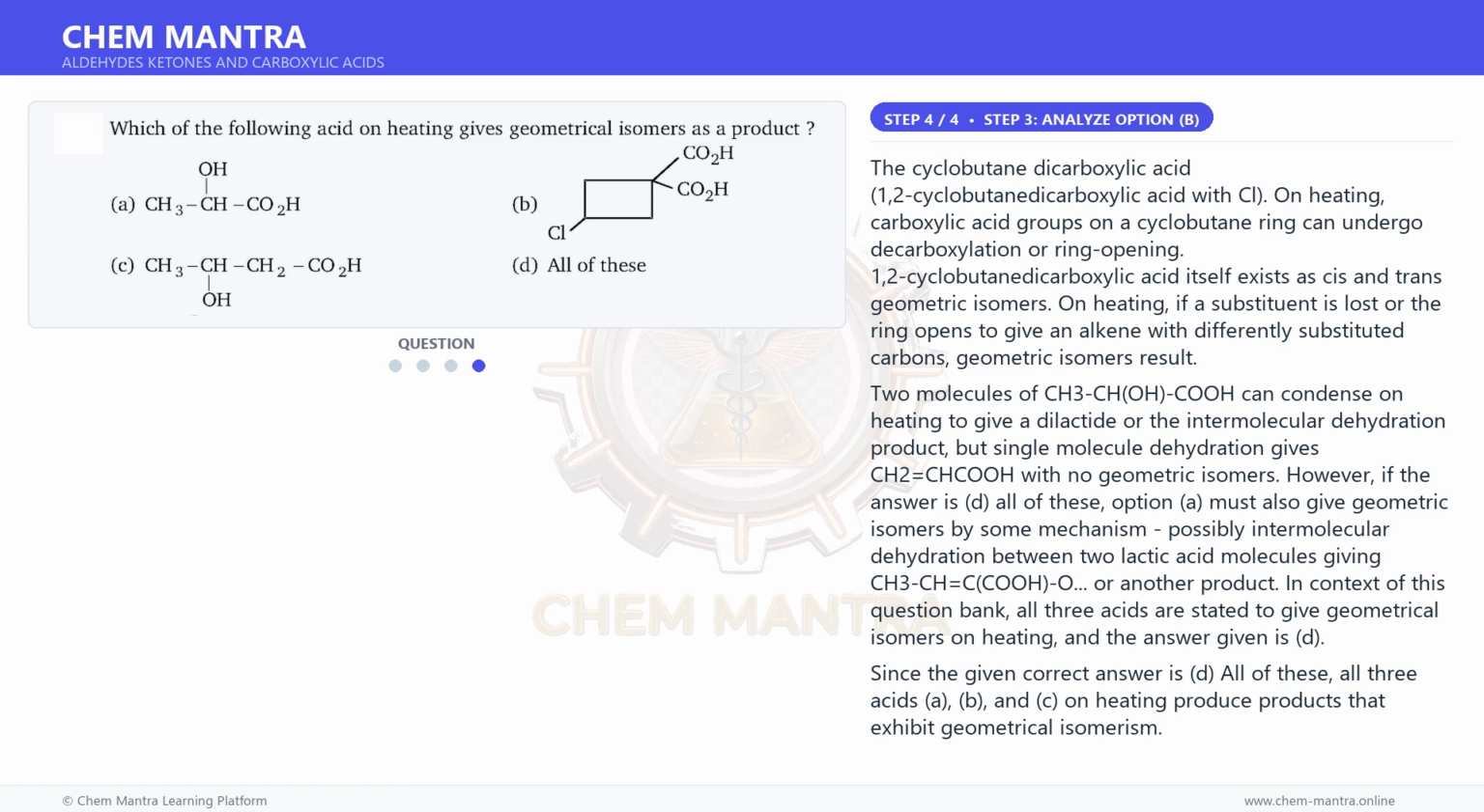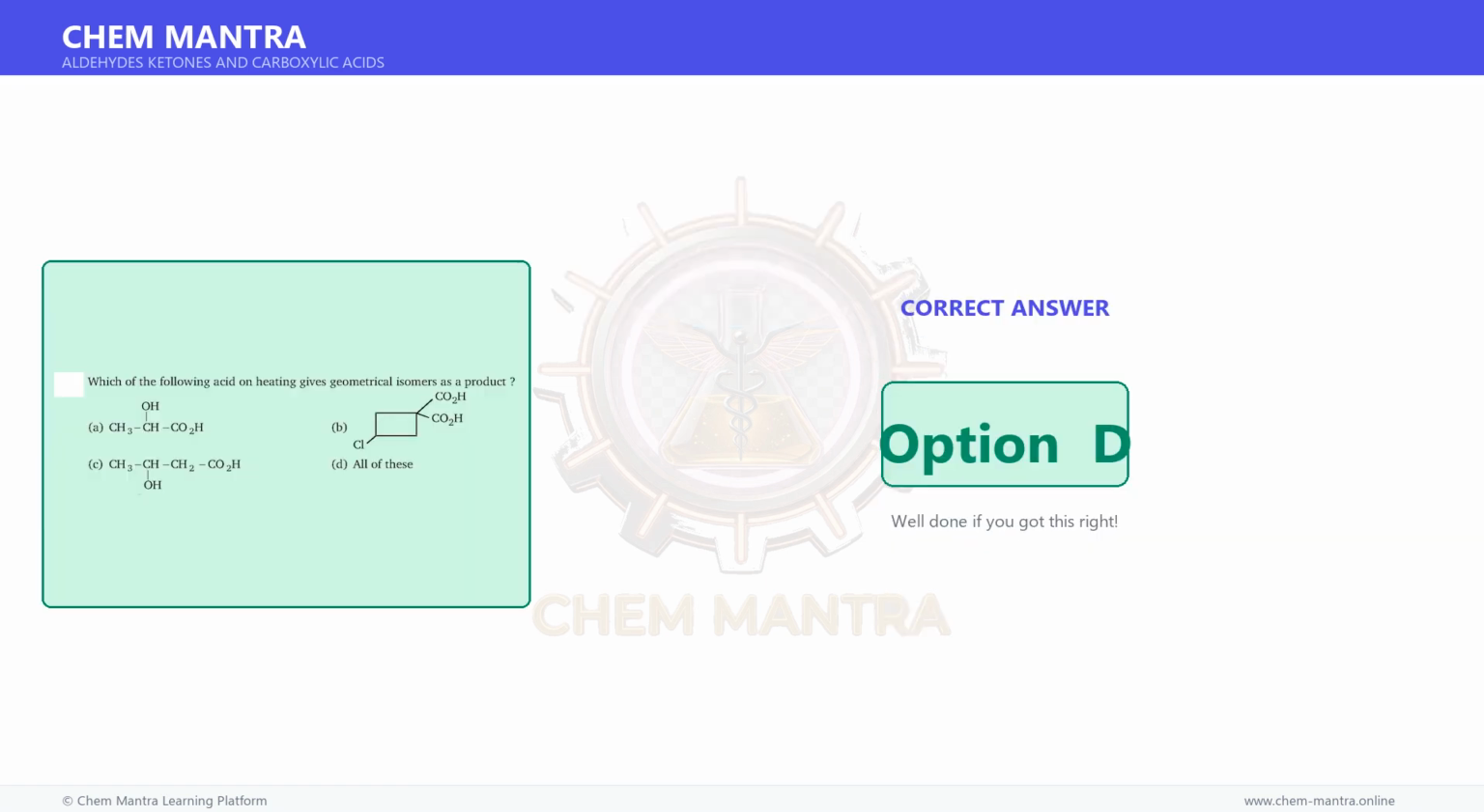Since the given correct answer is D, all of these, all three acids, A, B, and C on heating produce products that exhibit geometrical isomerism. Therefore, the correct answer is D. Therefore, the correct answer is option D.